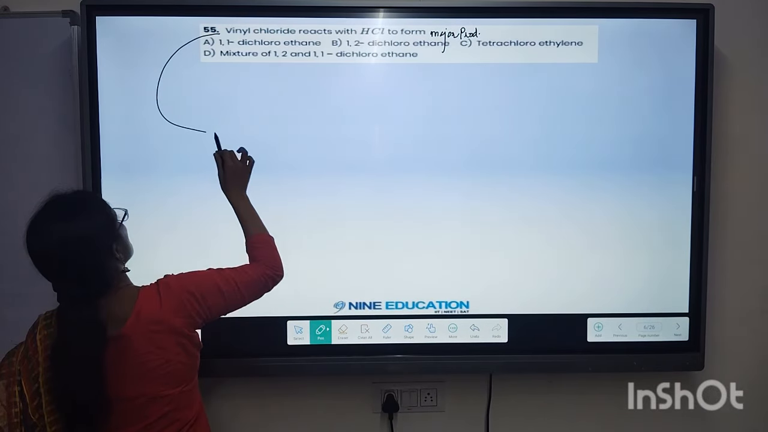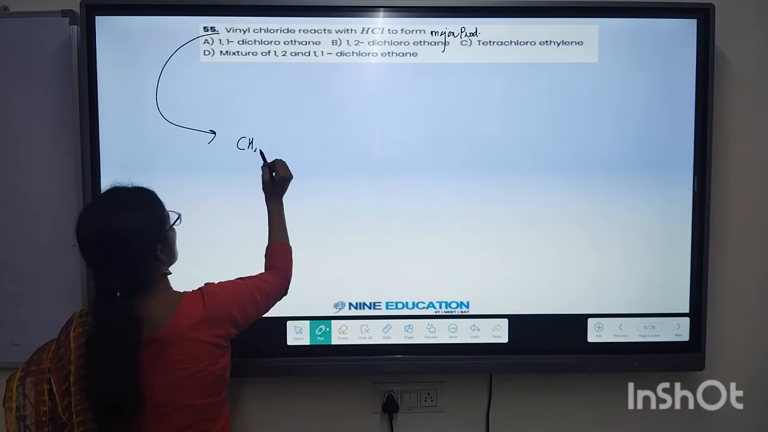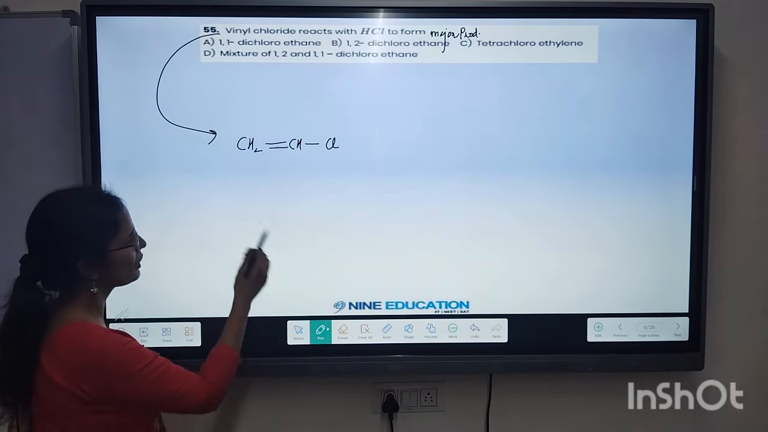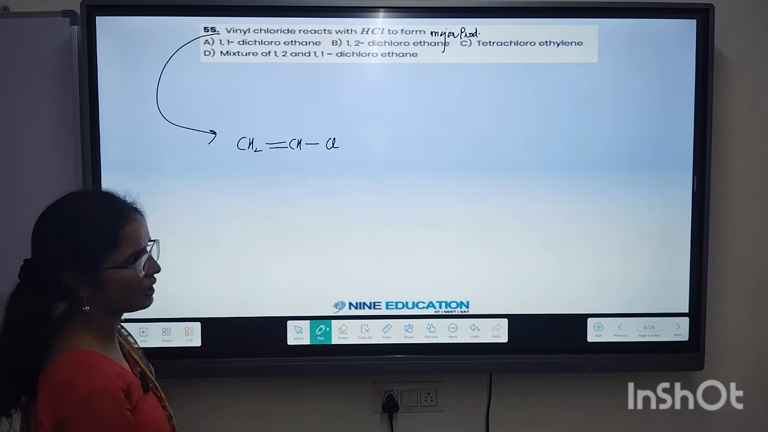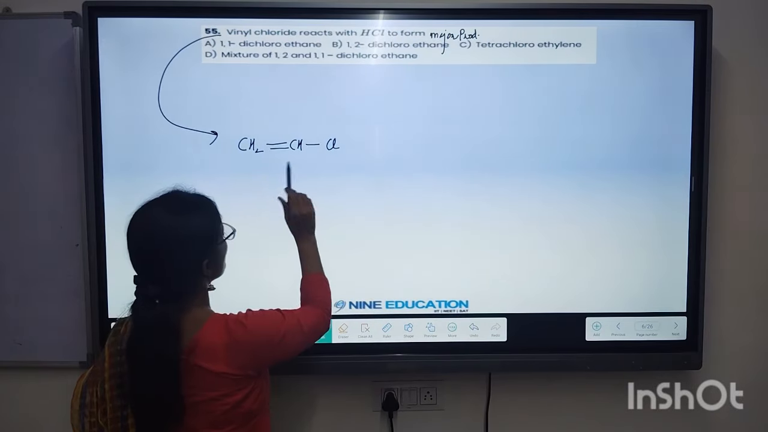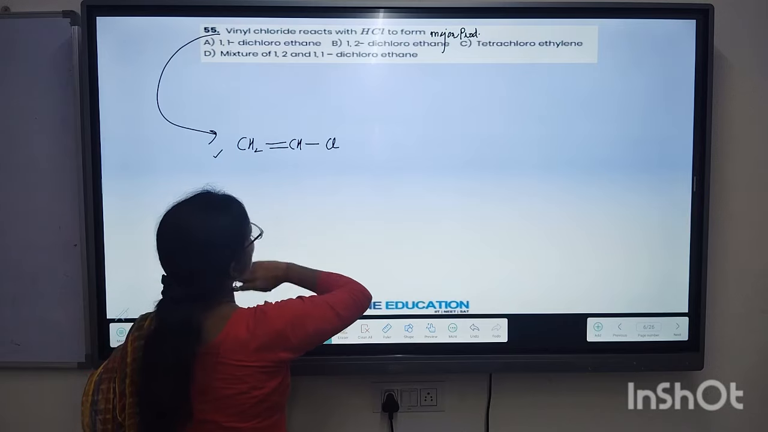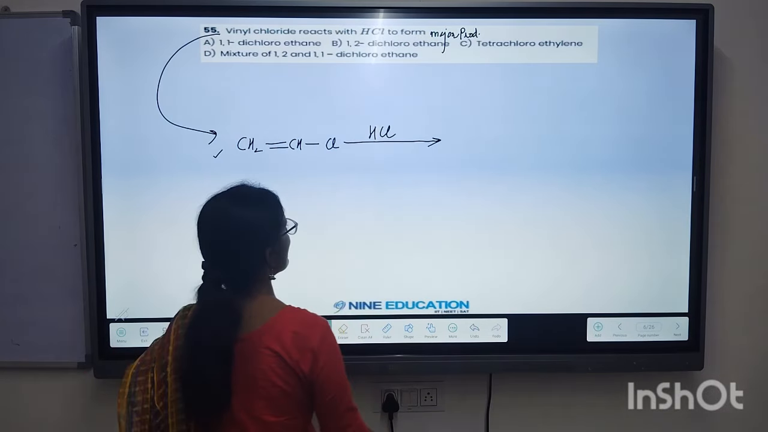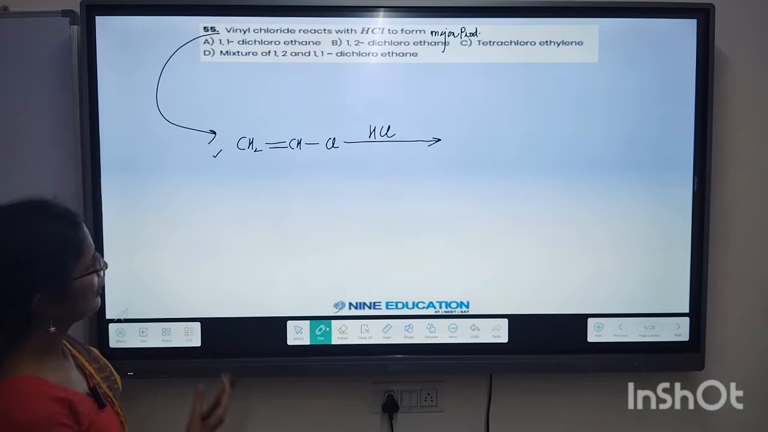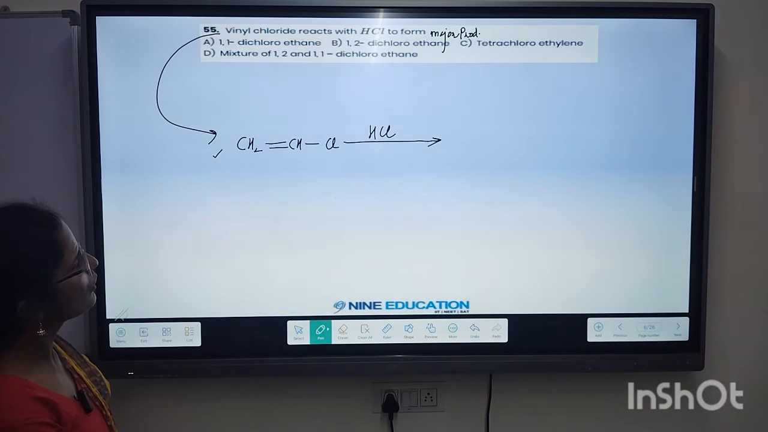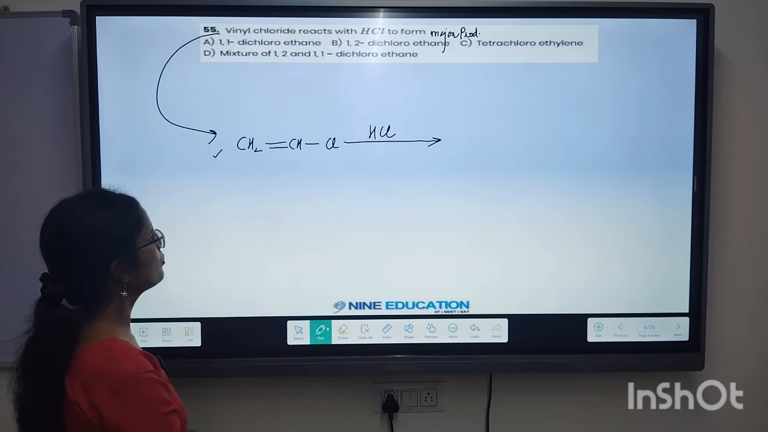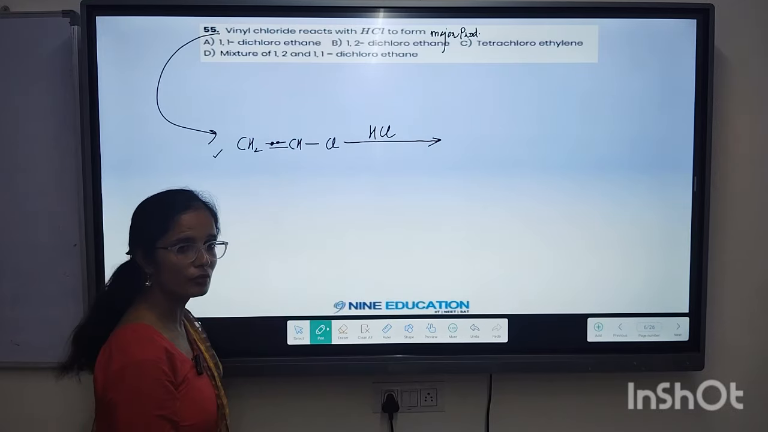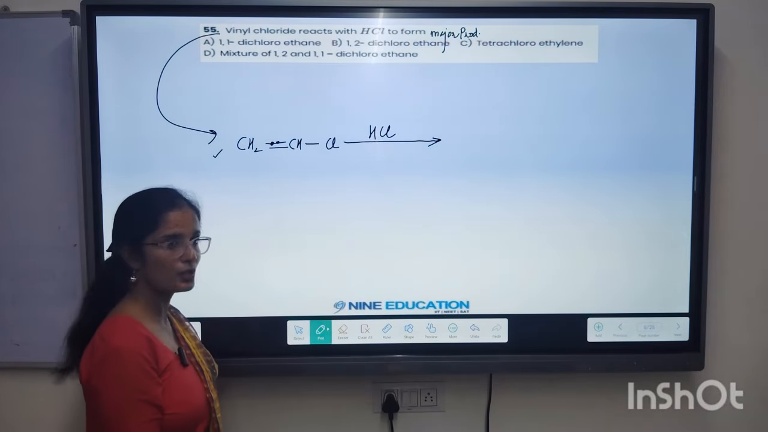Vinyl chloride is the compound CH2 double bond CH connected to chlorine, meaning chlorine is connected to this ethene chain. So chloroethene is our vinyl chloride. We need to talk about the reaction with HCl, and I hope you can see that in this vinyl chloride we have an alkene bond, meaning we have a pi bond which is responsible for giving the electrophilic addition reaction.